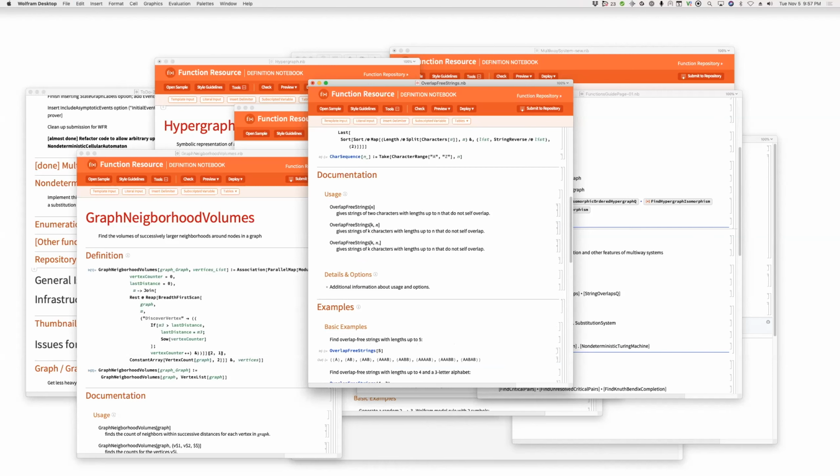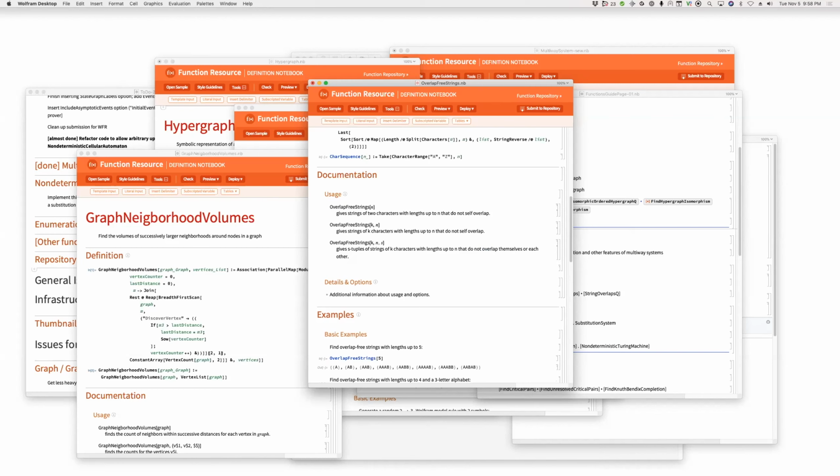Then this case gives, what should that be called? How many strings there are? S. S tuples of strings of k characters that do not overlap themselves or each other. Correct?